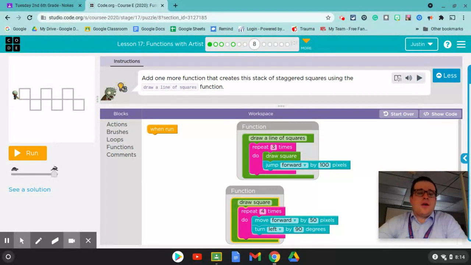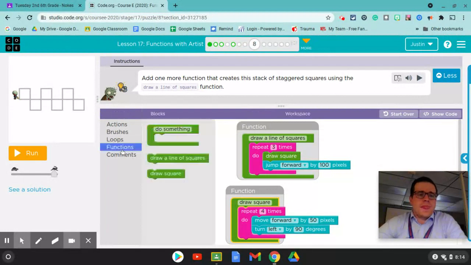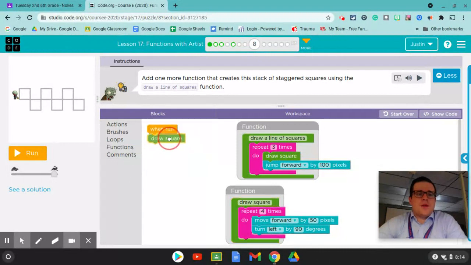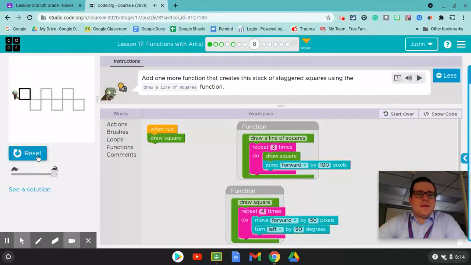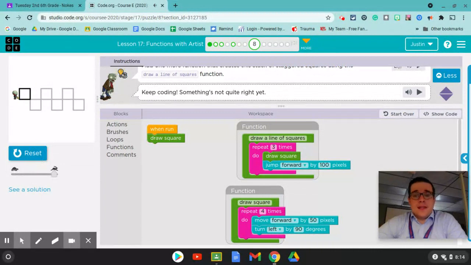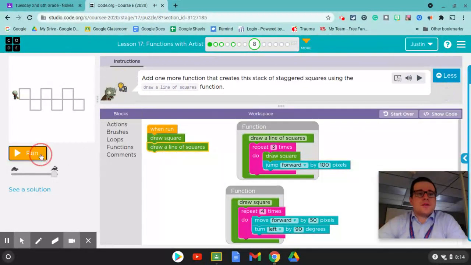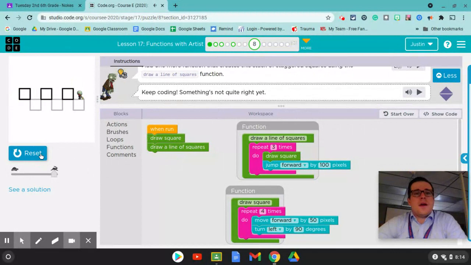Now, to call that function, remember, you go to the Functions tab, and you have to connect it. So there, as you can see, it's got a square already drawn for you. Now let's say draw a line of squares. Let's see what that does. Okay, so it's helping you out. You just got to drag those in there and connect them, and then you've got to figure out how am I going to get to the next one.